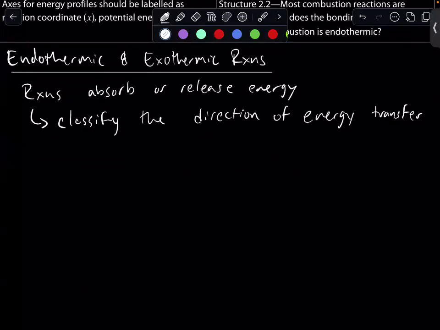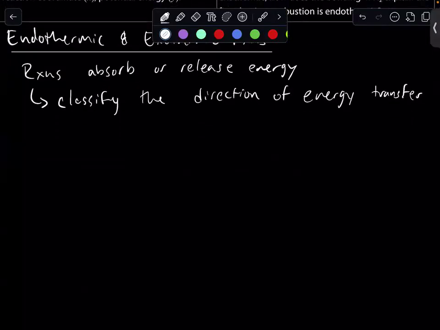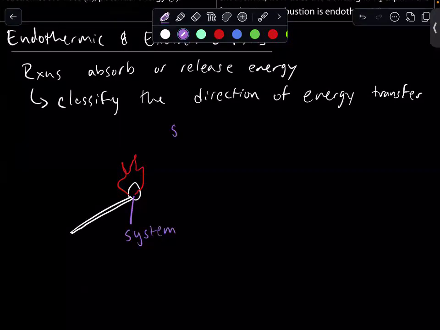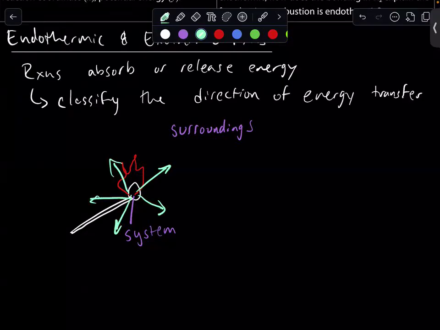We already discussed systems and surroundings in a previous video, but if we have something like a match and we light that match on fire, we would generally classify the match itself as the system and the outside air as the surroundings. So this would be a release of energy as energy moves from the system into the surroundings. That would be a release, and we see that in the form of heat and light.